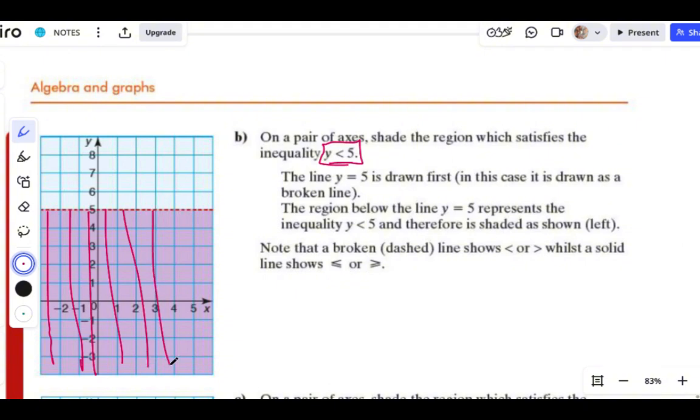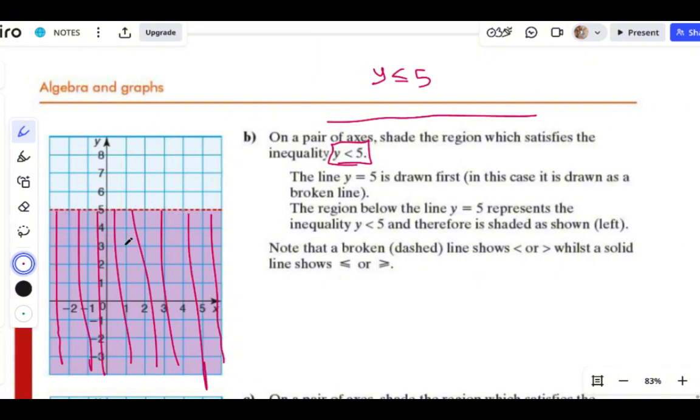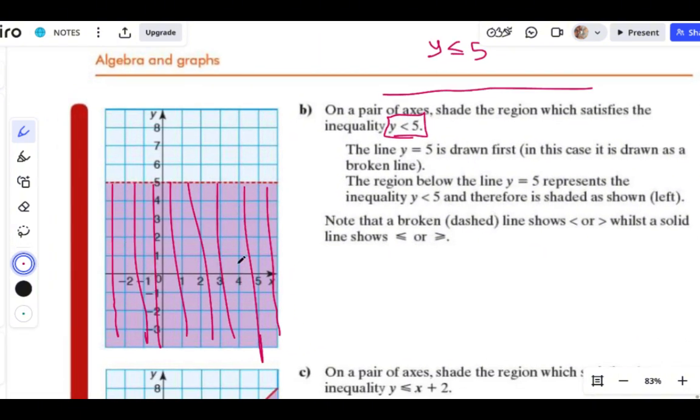So you shade everything after drawing the broken line. Why do we use a broken, non-solid line? Because it's only less than. If they say y is less than or equal to 5, we would have used a solid line on 5, a solid one like this. But since it's only less than, we use a broken line, like I said before. And then we shade everywhere below 5, because y is less than 5. This is the y-axis, so anywhere less than 5 is below this way.